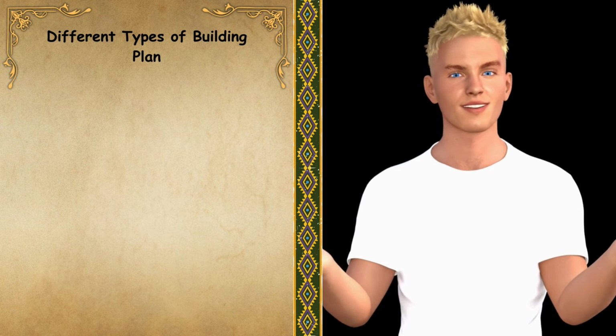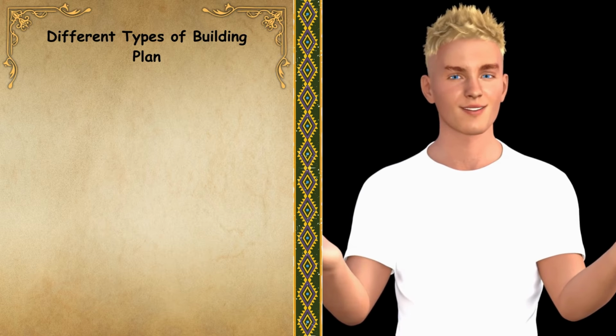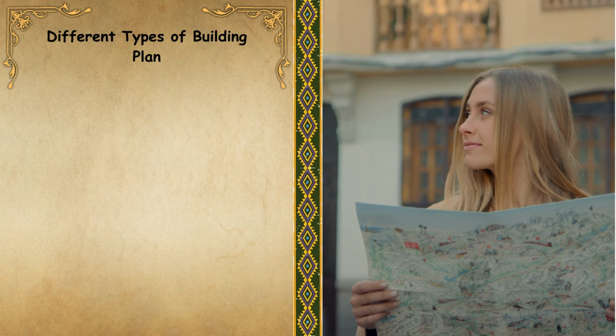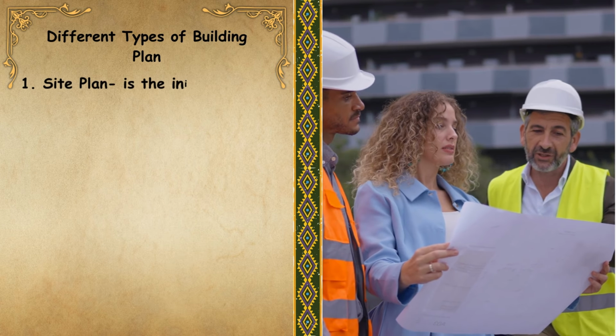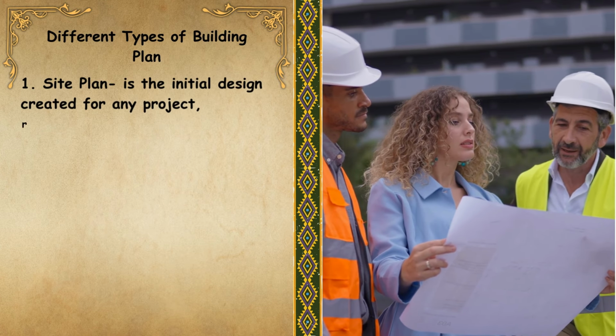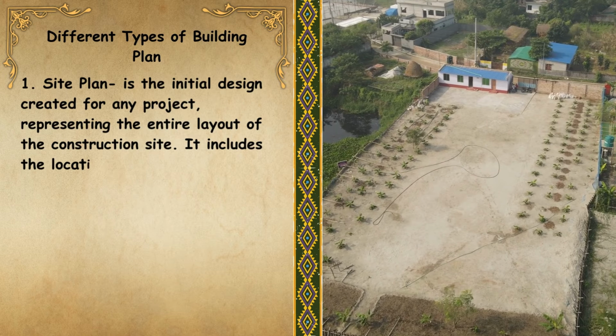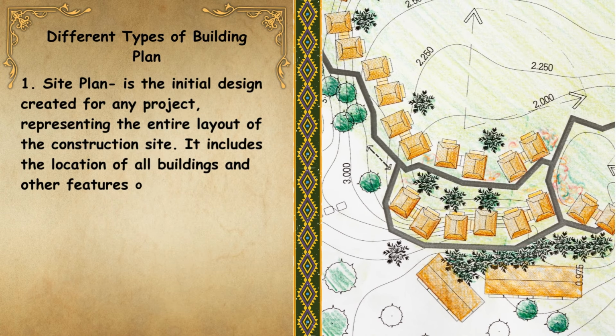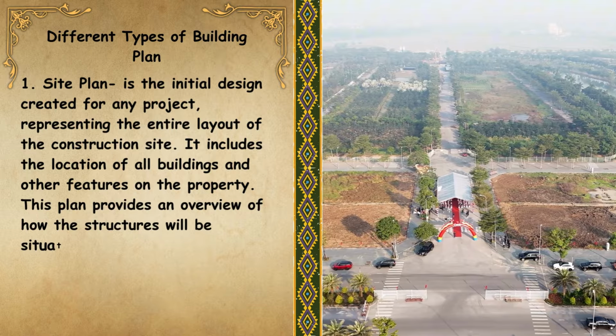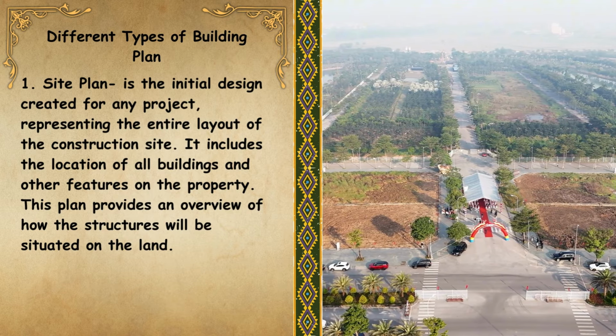There are several types of building plans used in construction. Let's explore some of them. 1. Site plan. It is the initial design created for any project, representing the entire layout of the construction site. It includes the location of all buildings and other features on the property. This plan provides an overview of how the structures will be situated on the land.